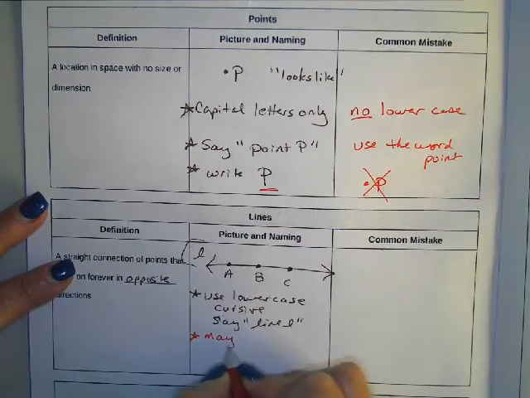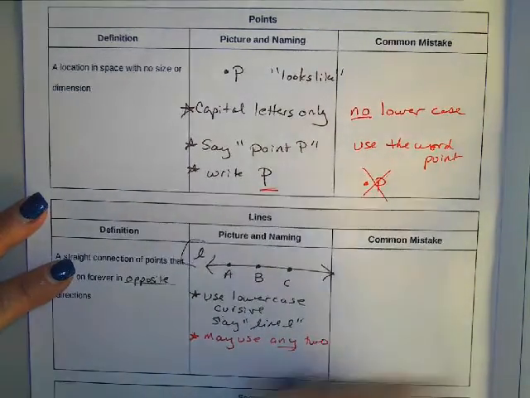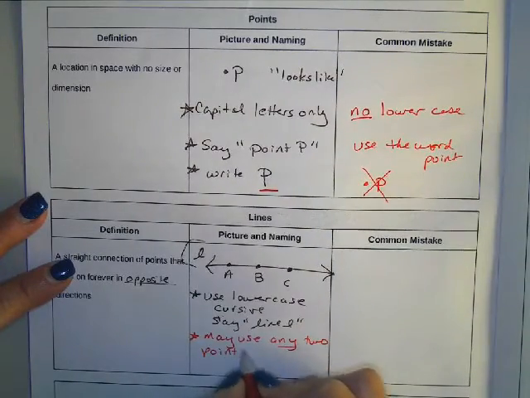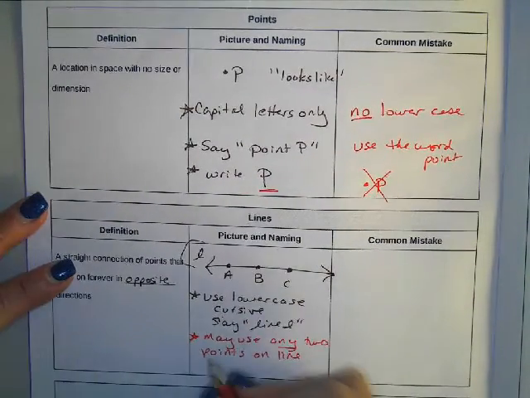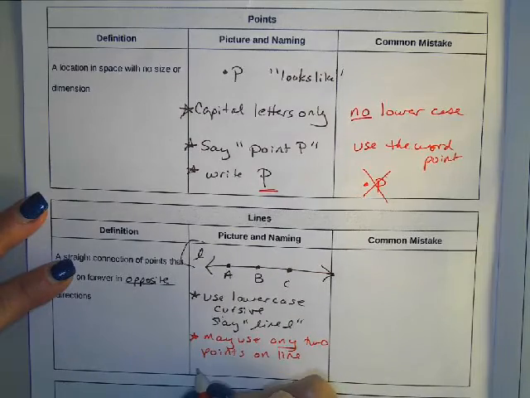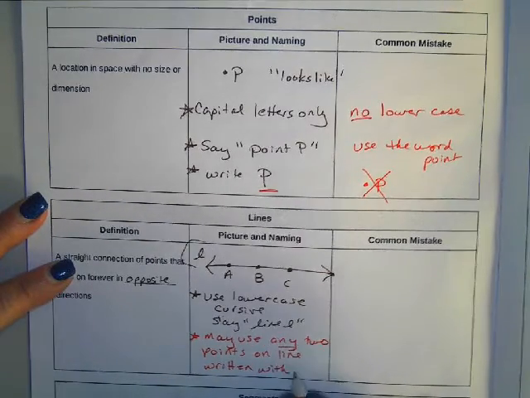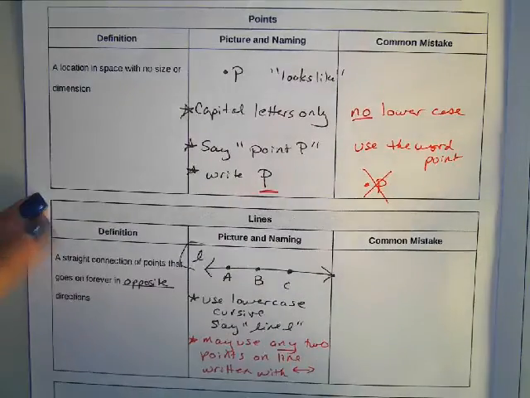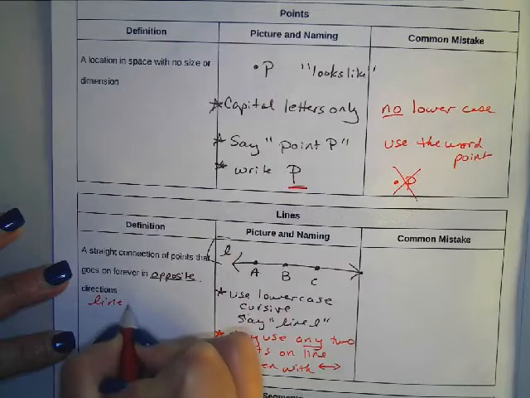The other way to do it is using your points. You may use any 2 points on the line, and it's written with an arrow over the points. So here, I'm going to go over here just because there's more room. So the ways we could name this line, we could say line L.